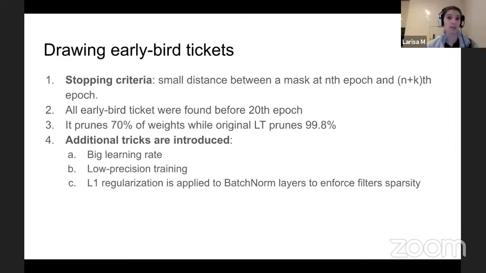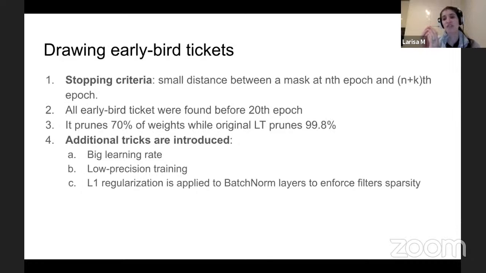Additionally, this paper introduced a few interesting tricks I want to mention. The authors showed that this approach works really well with a big learning rate. They also tried the so-called low precision training, because in general, not all neural networks need high precision computation, and this could accelerate your training pretty severely. And one more thing is that they applied a special L1 regularization to batch norm layers to enforce filter sparsity.